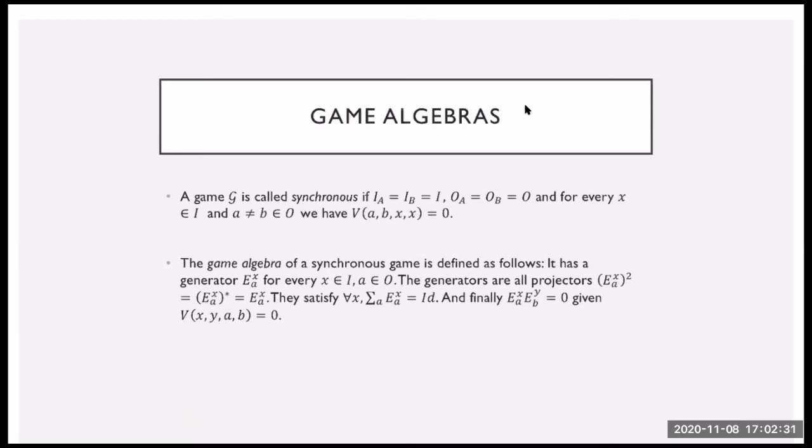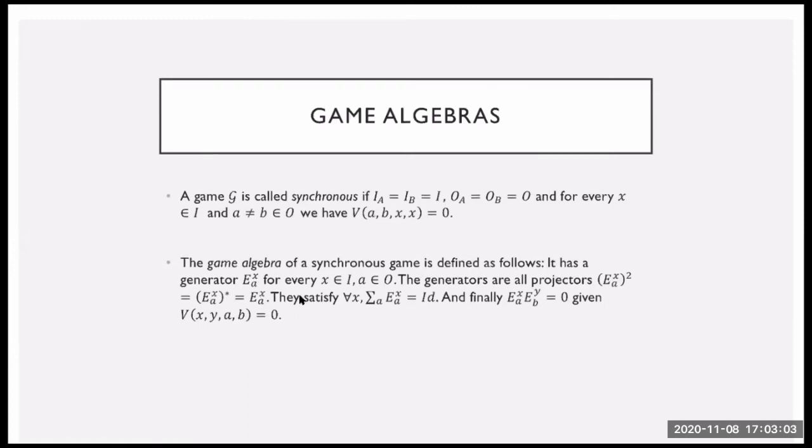Okay, so this condition states that if you asked both players the same question and they replied with different answers, then this is a losing condition. Okay, so this is not such a restrictive requirement of a game, but this is our requirement. We will see that in some senses, synchronous games act nicer than general games.